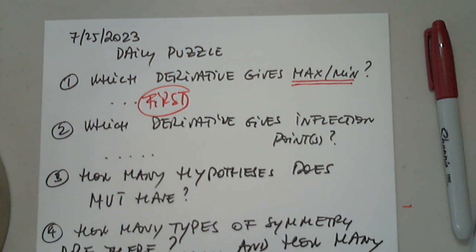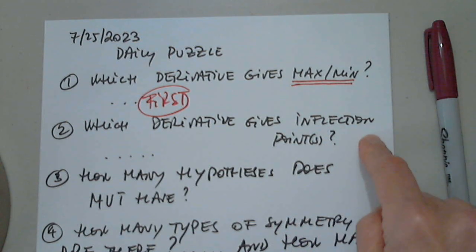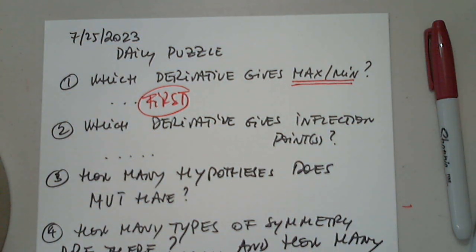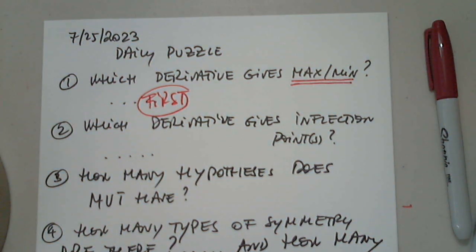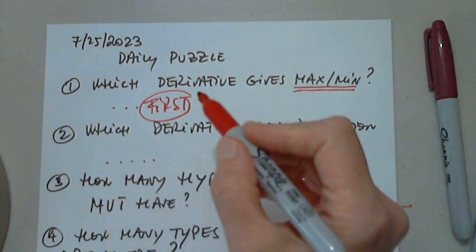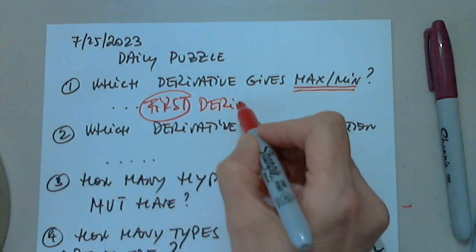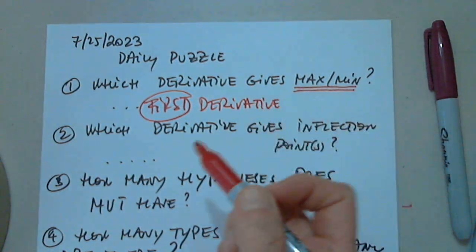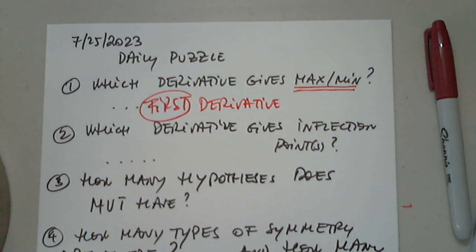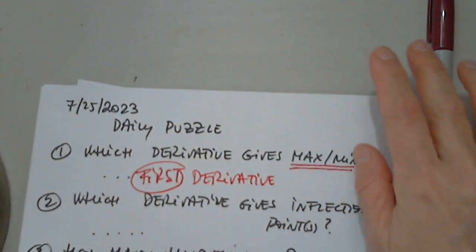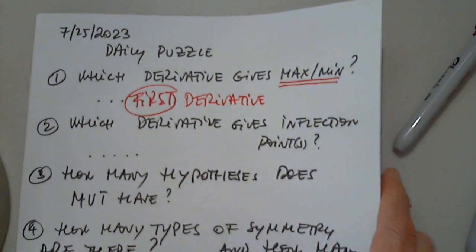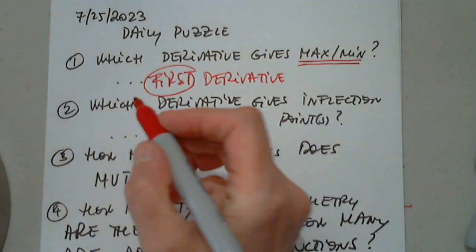Okay, so which derivative gives inflection points? So I don't want you to confuse these two, ever. So what will we answer here? Second. Yes, I just need more blank sheets. Okay, yes, this is the second derivative.